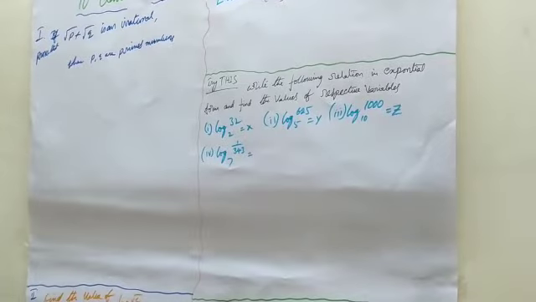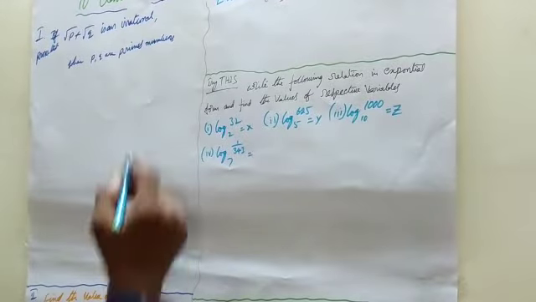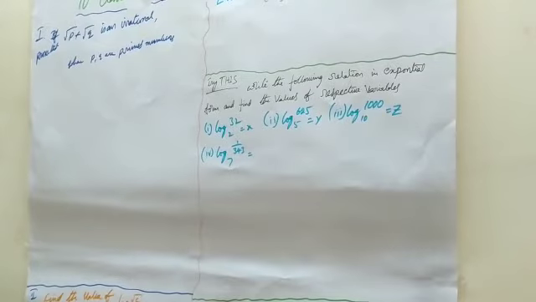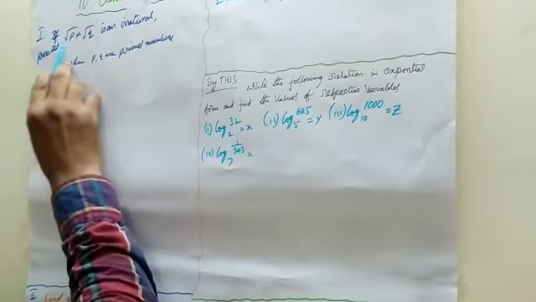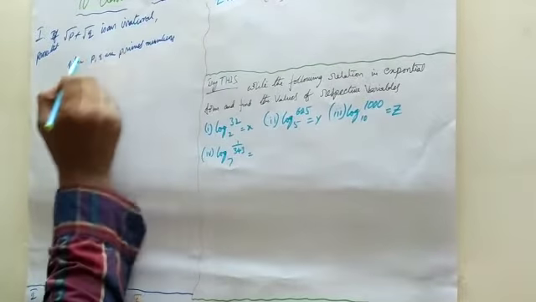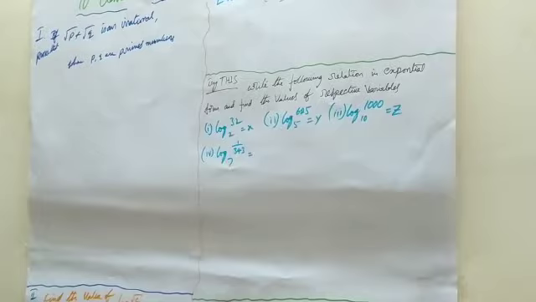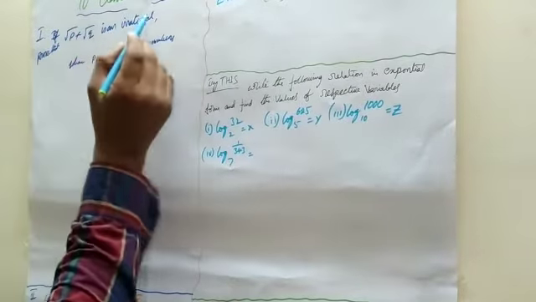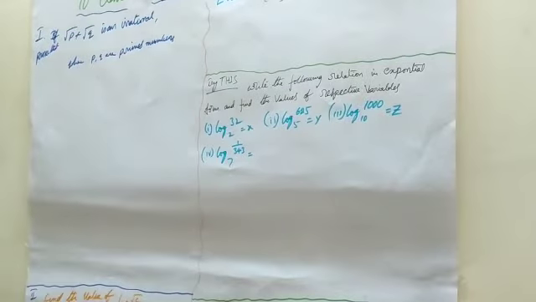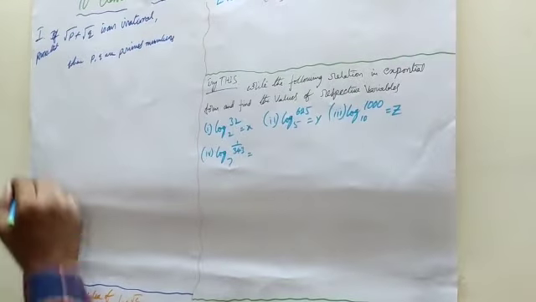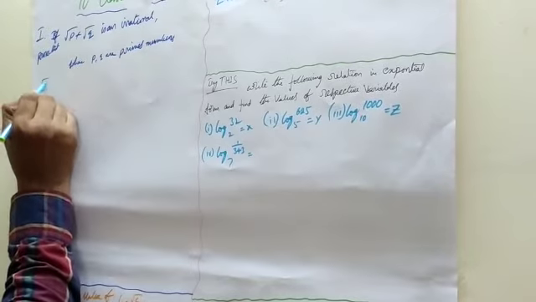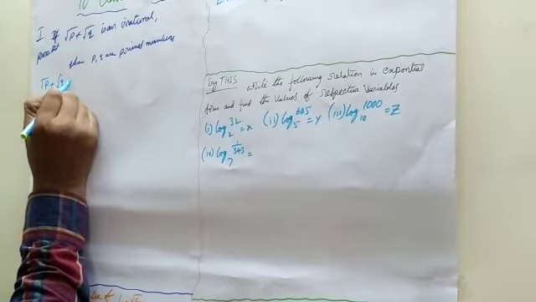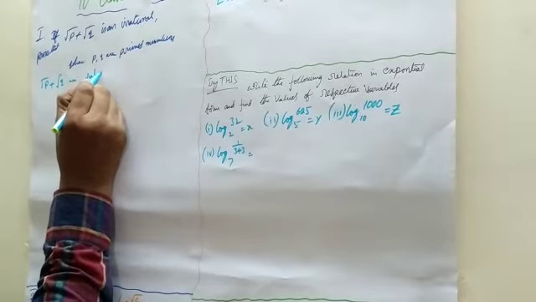One doubt from Saturday's class, somebody asked about a doubt in logarithms: root p plus root q is an irrational number, where p and q are prime numbers. For example, let us assume root p plus root q is a rational number.